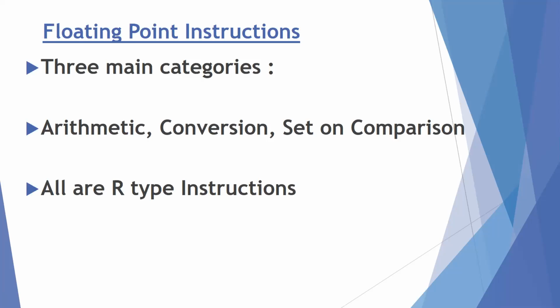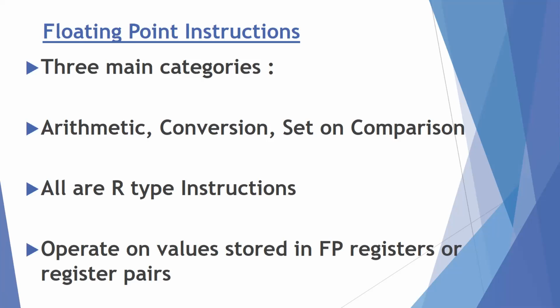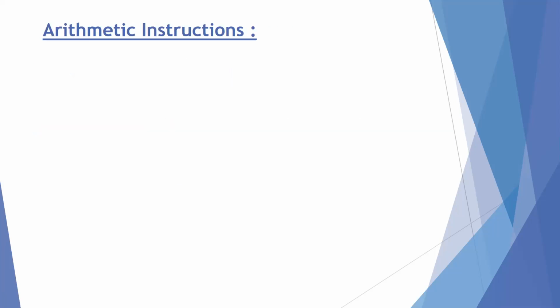I think we have discussed most of these. The one more thing that we have with floating point arithmetic is that all the operations are done in a register addressing mode, and encoding is also in an R-type mode, right? So all are R-type instructions, and they operate upon values stored in floating point registers or pairs. Why pairs? Aryan, why pairs?